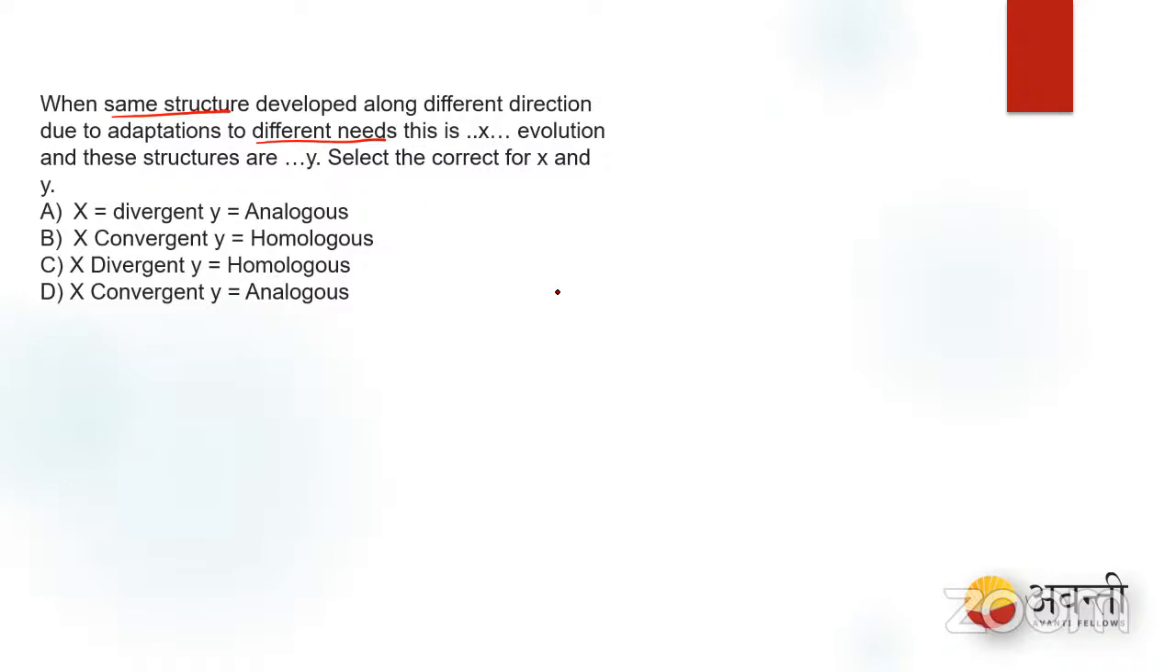If I take the example of the limbs of a human, the four limbs of a cheetah, and the flippers of a whale, all of us have similar four limbs, but look at what we use them for. We use them for different functions; we have evolved different structures out of them to perform different functions. Same structure, but different function, right? So the answer is divergent evolution, and the type of organs is homologous organs. So our answer is C.